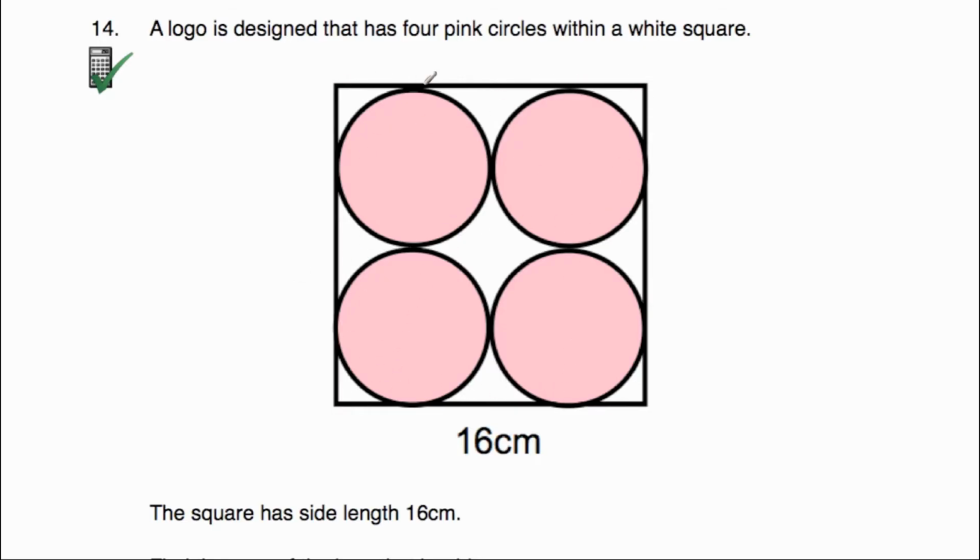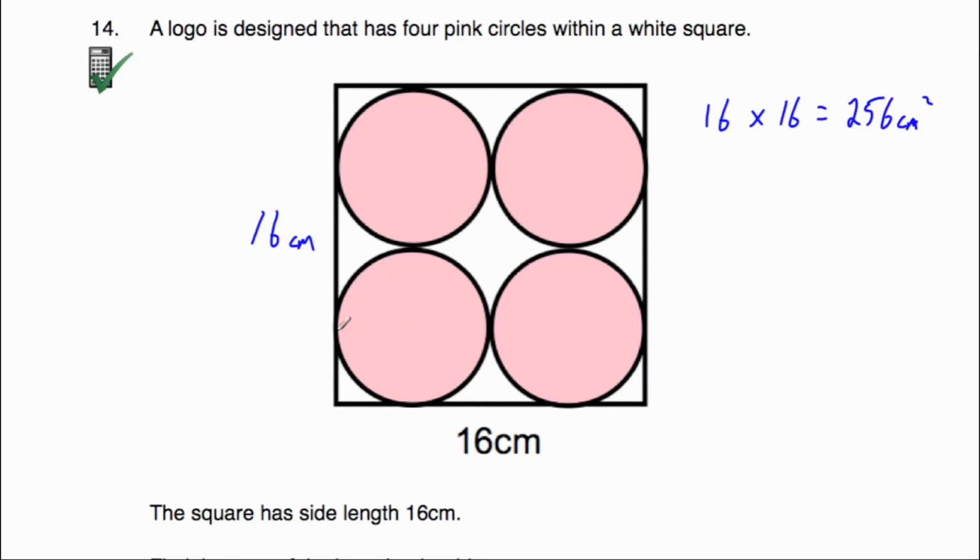So let's start off by finding the area of the square. The square measures 16 centimeters by 16 centimeters. So if we do 16 multiplied by 16, that will give us the area of the square. So 16 multiplied by 16 is 256 centimeters squared. So that's the area of the whole logo.